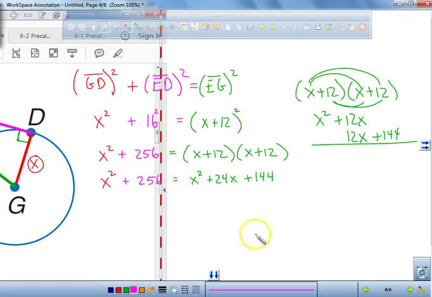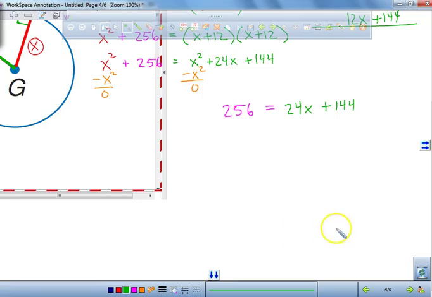All right, so here's what you've got: x squared plus 256 equals x squared plus 24x plus 144. Thank goodness, look what you have on both sides, an x squared. What happens to all the x squareds? They disappear. So here's what you have left: 256 equals 24x plus 144. So at this point, all you have to do is solve.